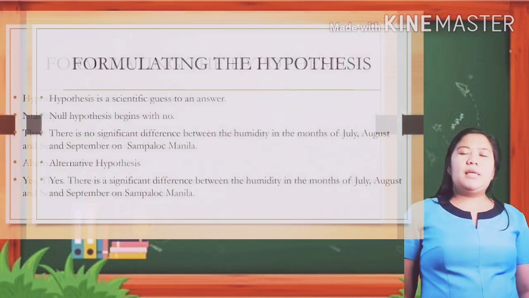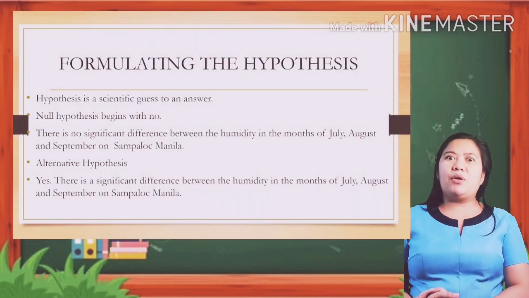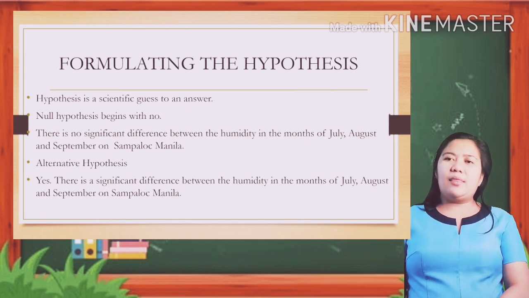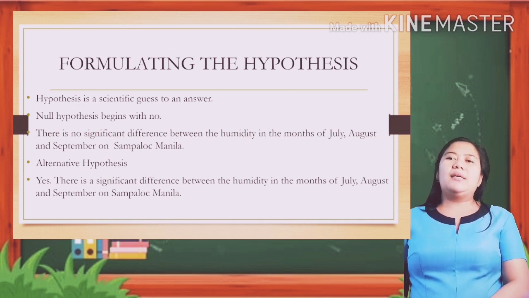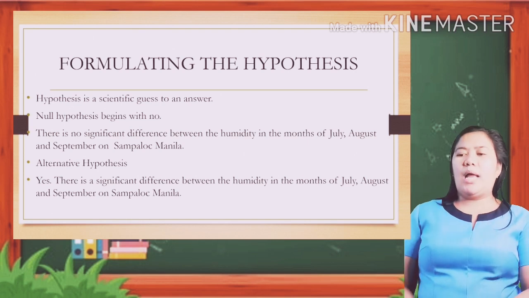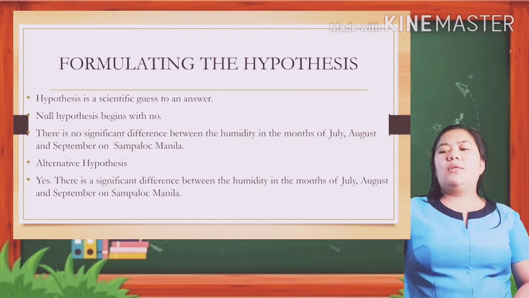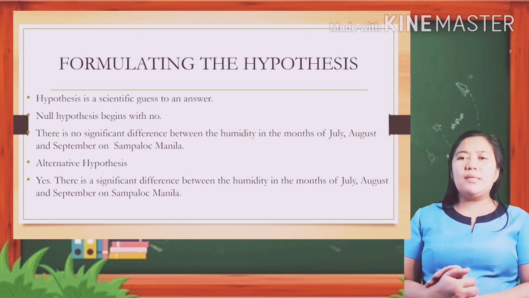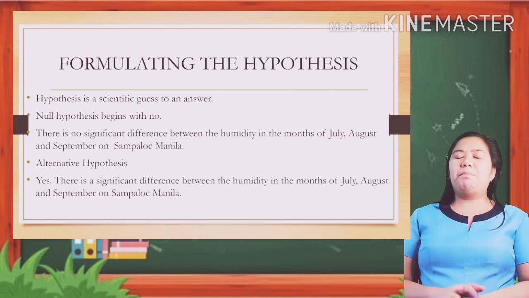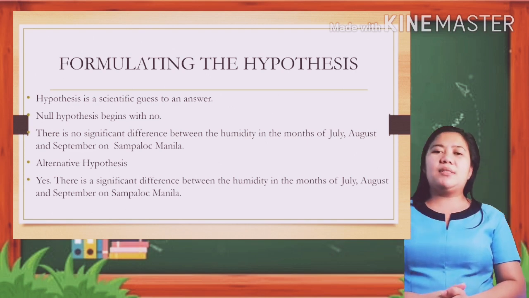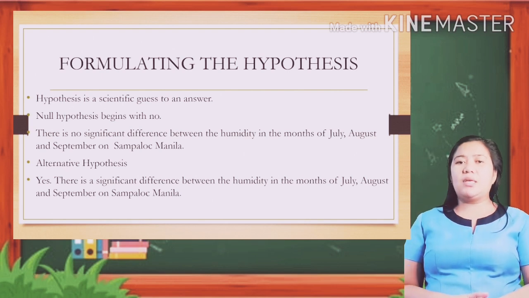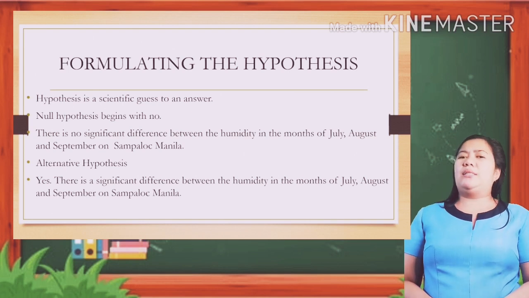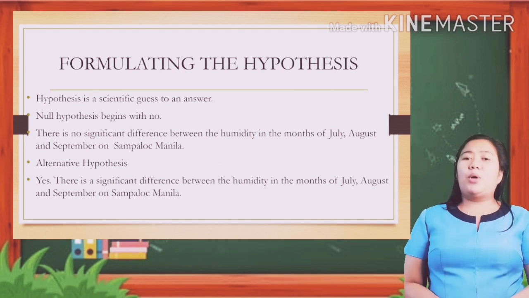Next would be formulating the hypothesis. So firstly, what is a hypothesis? During your high school years, a hypothesis is defined as a scientific guess to an answer. It's actually a wild guess to a particular question. We have two types of hypothesis: the null hypothesis and the alternative hypothesis. The null hypothesis begins with the statement "there is no," or it negates the problem statement.